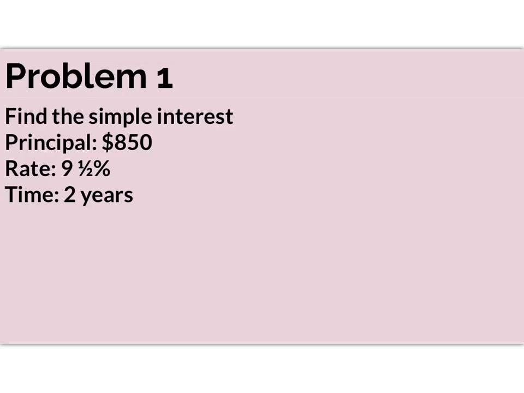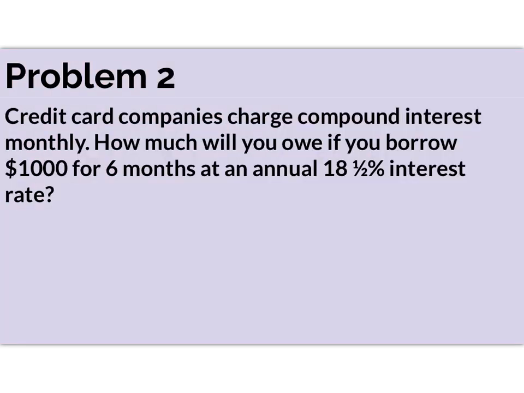Okay, simple interest. I equals PRT. Now we've got 850 times a rate of 0.095 times 2. The interest we pay is $161.50. And it says just find the simple interest, so we're done. If you wanted to find the amount that you would pay, you would have to add this number to 850.